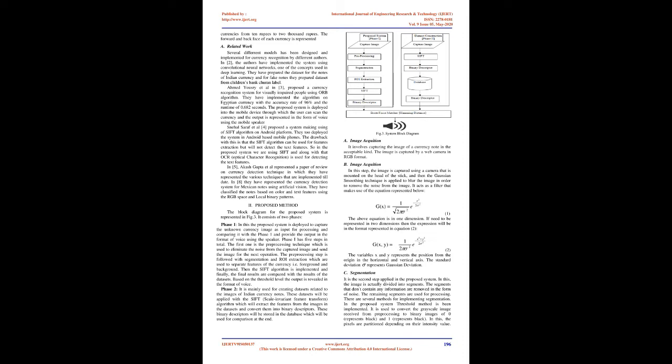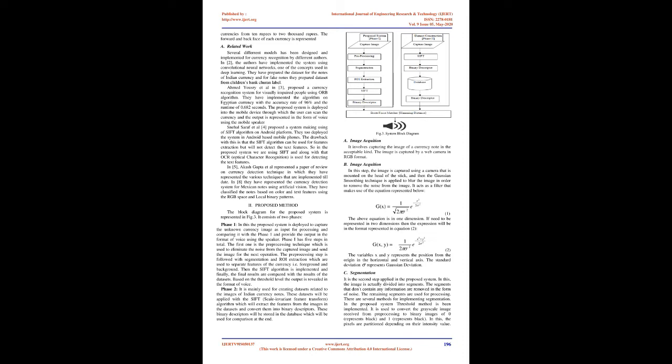Phase I has 5 steps in total. The first one is the pre-processing technique, which is used to eliminate the noise from the captured image and send the image for the next operation. The pre-processing step is followed by segmentation and ROI extraction, which are used to separate features of the currency, i.e. foreground and background. Then the SIFT algorithm is implemented and finally, the results are compared with the results of the datasets. Based on the threshold level, the output is revealed in the format of voice.